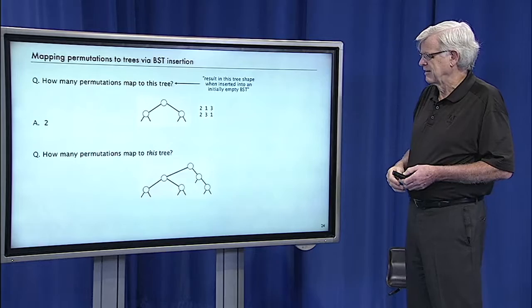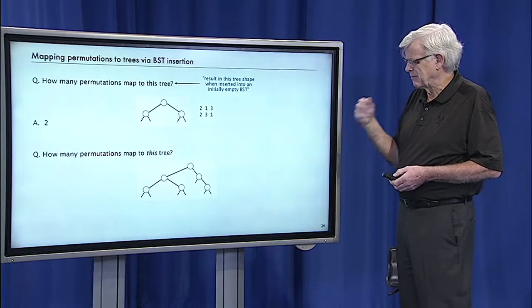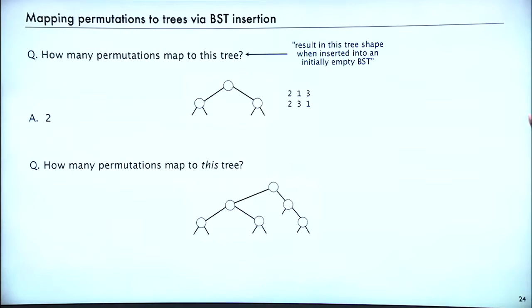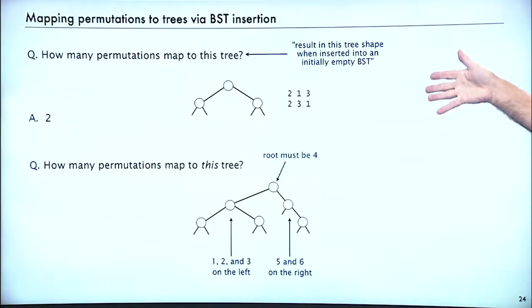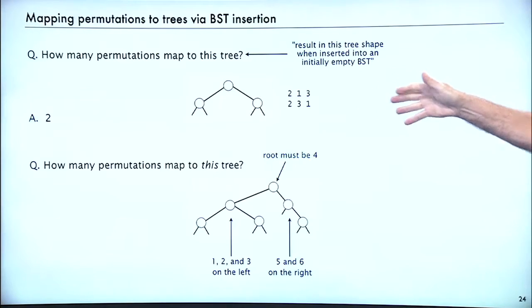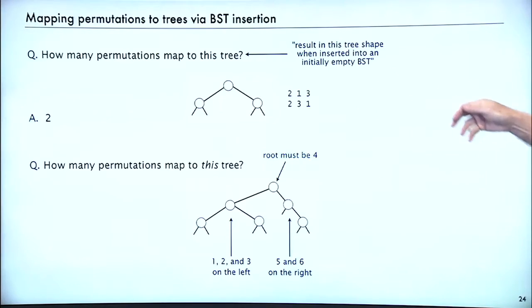Let's look at a bigger tree. How many permutations map to that one? Well, that's a more complicated problem. One thing you know is that the root has to be 4. So the first element of the permutation has to be 4. And then you have to have 1, 2, and 3 on the left, and 5 and 6 on the right. Well, for 5 and 6 on the right, there's only one order that gives that shape: 5 has to go first and then 6.